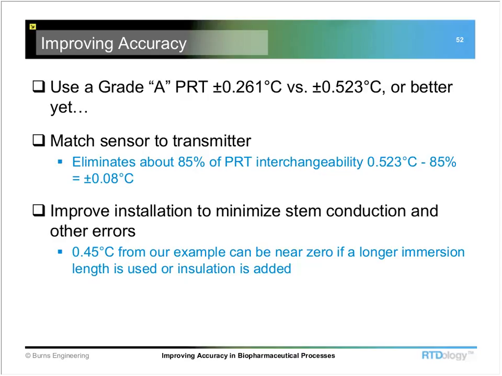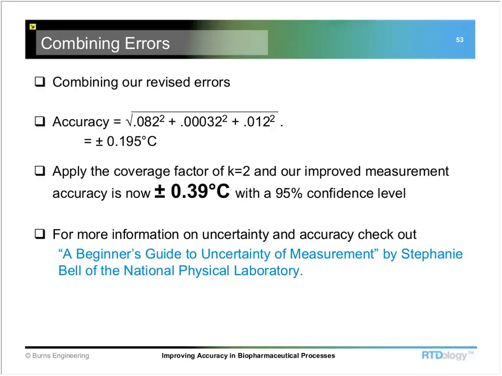The installation errors, whether it's due to stem conduction, time response, look at eliminating those, taking that sensor, putting it into an elbow thermal well or into a T fitting. We can drop that installation error down to near zero. Plug all those numbers back into our root sum square and coverage factor, and now we're at 0.39 degrees C. And that's probably a very realistic number that you can get with off-the-shelf industrial style parts.